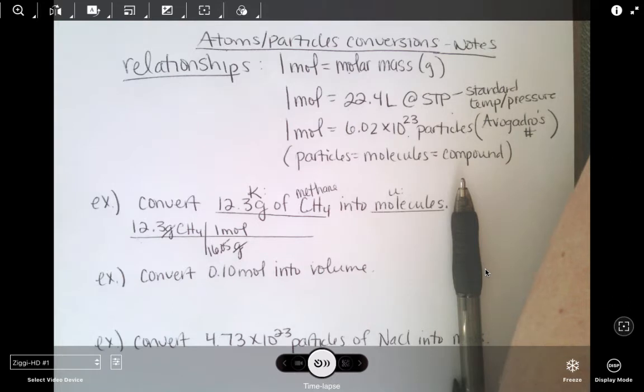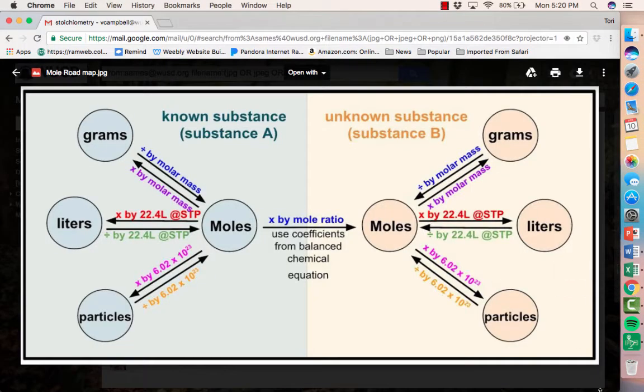Now that we've canceled out our grams and gotten into the mole, let's look at our conversion chart and figure out how we're going to get to molecules. All right. So our conversion chart, if you look on the left side, says known substance, substance A. What we just did was we converted out of grams into the mole by dividing by the molar mass. So if you follow the blue arrow going down to moles. Now what I want to do is I want to go to particles, knowing that particles and molecules are the same thing. And so if you trace the arrow going from moles to particles, on the top it's pink, it says you need to multiply by 6.02 times 10 to the 23rd.